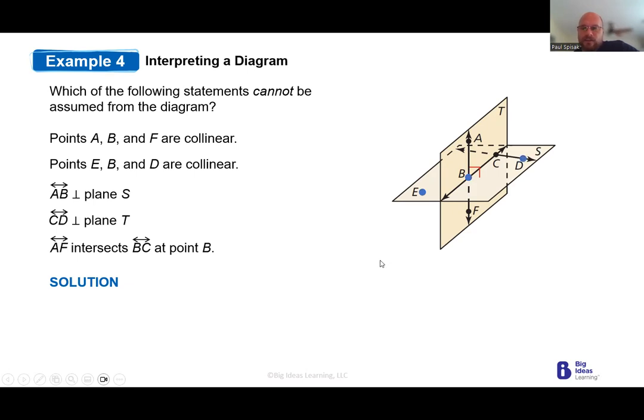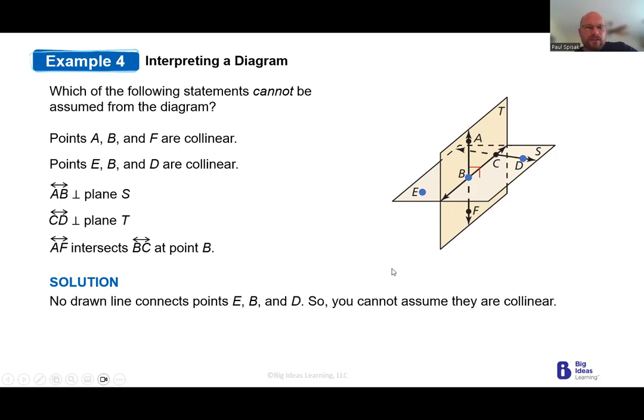It says they are collinear. Well, our postulate said that any 2 points on a plane can be collinear. Here it's showing 3 points on a plane, and it doesn't have a line drawn through them, so we don't really know that that one's collinear. Since there's no line drawn there, we cannot assume that those are collinear. In order to know for sure, they would have had to have shown a line through them.